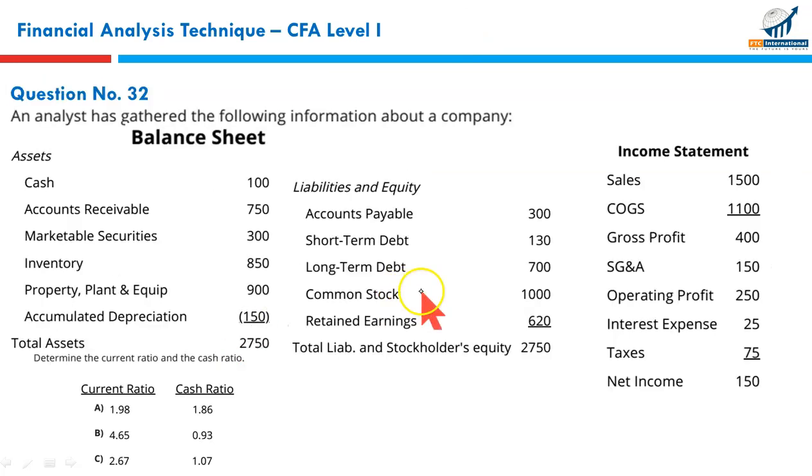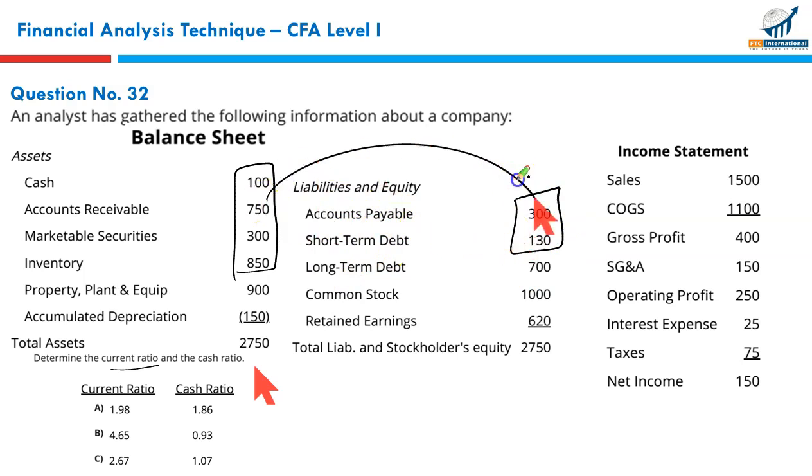Next. Again, a bigger question, but I always suggest look at the requirement and then straight away follow what is needed. Determine the current and quick and cash ratios. Simple. Current ratio means current assets upon current liabilities. These are your current assets, and upon current liabilities. These are your current liabilities, accounts payable and short-term debt. That's all. This will give you the current ratio.